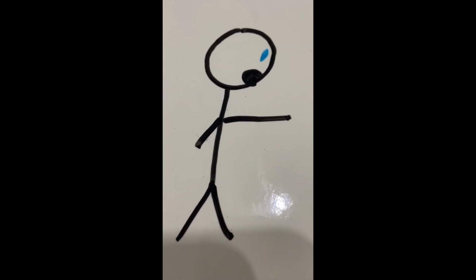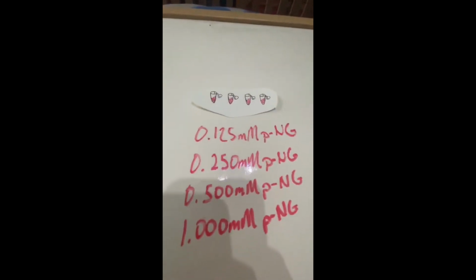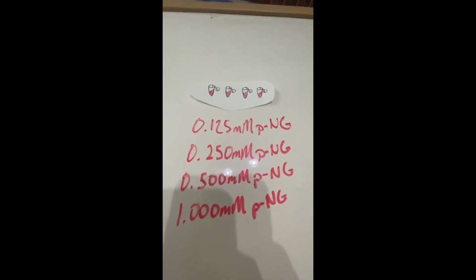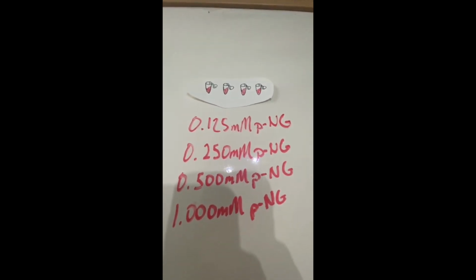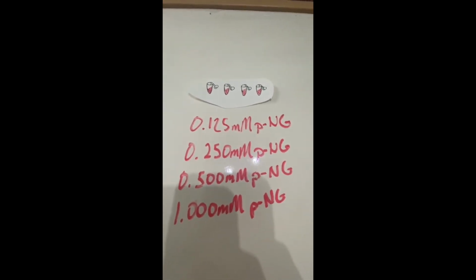So each test tube listed before is going to have different concentrations. We're going to start off with our empty test tubes that are going to be filled with Cellobiase later on, and those concentrations are going to be 0.125 millimolar, 0.25 millimolar, 0.5 millimolar, and 1 millimolar of PNG.